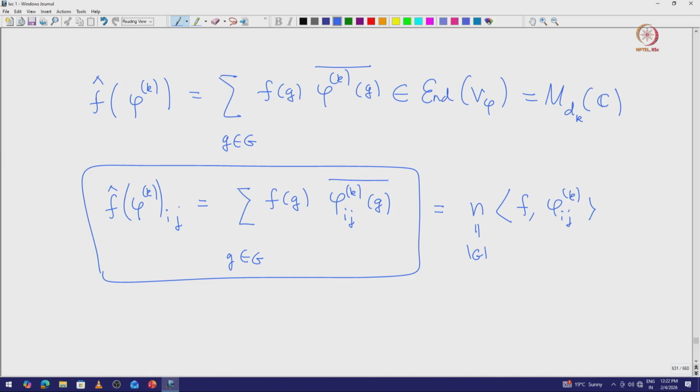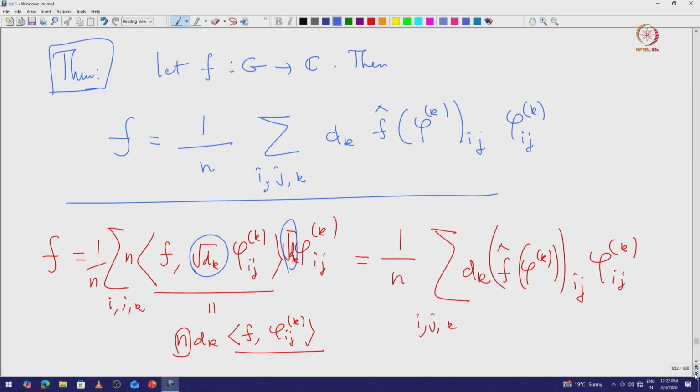So, f hat of phi k, we take it to be summation f g phi k of g bar. So now this f hat of phi k of I j will be that summation f g and then phi k of g I j bar. Okay. So, that means, oh, the inner product already has the bar there. So, this equality is true only when you put the bar. Okay.